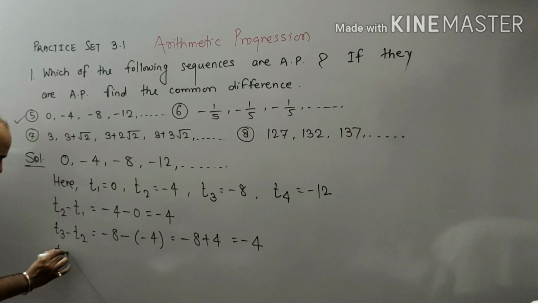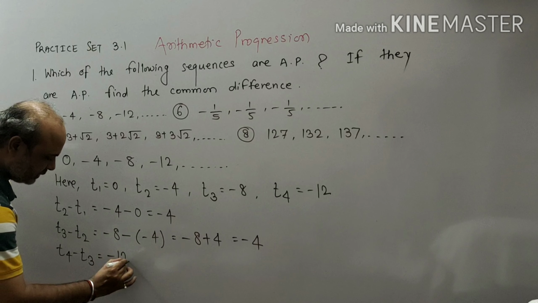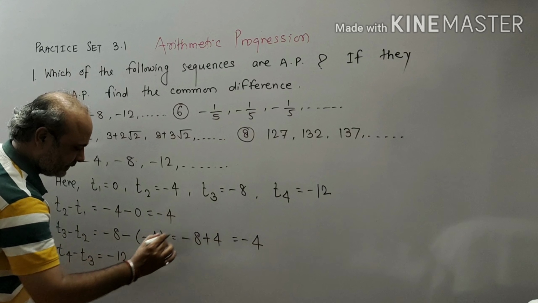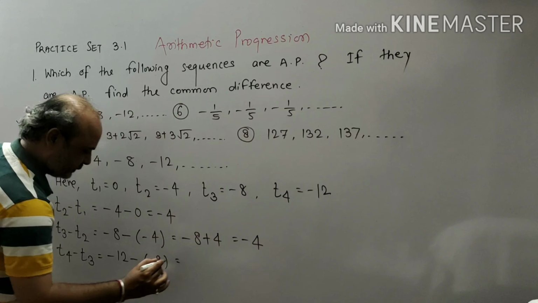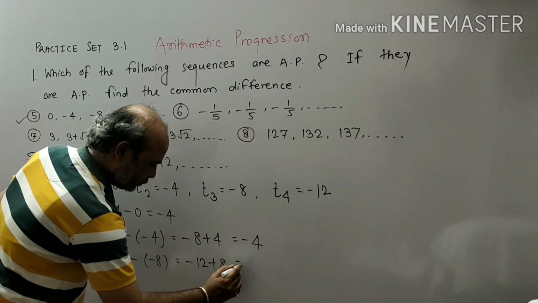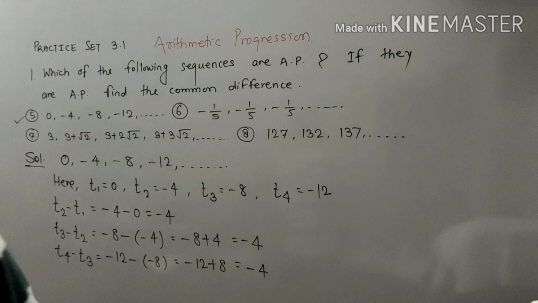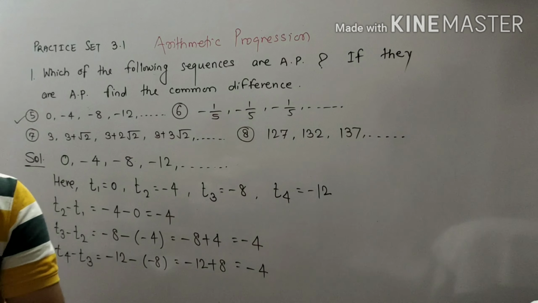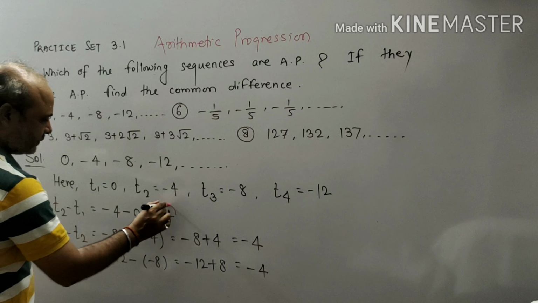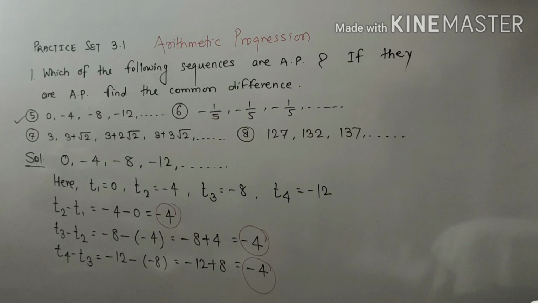Similarly, we will find T4 minus T3. T4 is minus 12 minus T3, which is minus 8. Minus minus becomes plus 8. So minus 12 plus 8 is what, student? Minus 4. So here the difference T2 minus T1 is minus 4, T3 minus T2 is minus 4 and T4 minus T3 is minus 4. Clear?